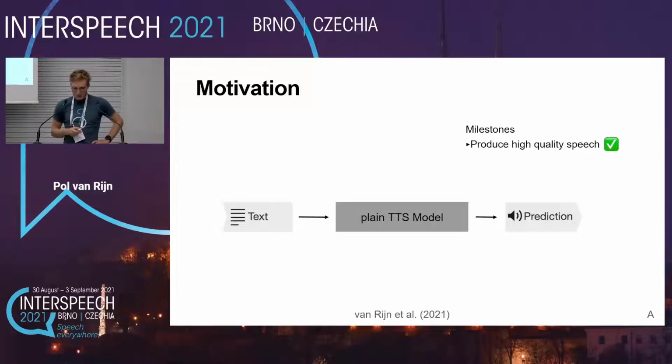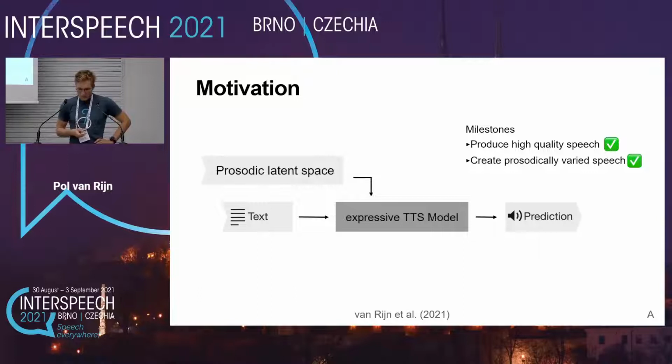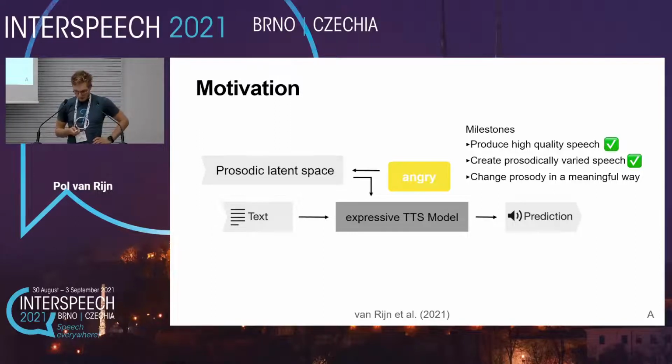Historically, there are a few milestones in the development of TTS systems. One major milestone was, of course, the introduction of end-to-end trained TTS systems that allow you to create very realistic, human-like speech. And more recently, TTS systems incorporate some prosodic latent space that allow you to create prosodically varied speech. While such systems can vary prosody, it's often unclear how to meaningfully change prosody. For example, how can we make a speaker sound angry? In normal life, how we say things is related to what we say, so learning how we can meaningfully change prosody is the next logical step.